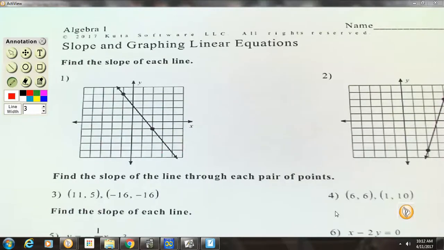Rise over run. I mean, that's it. M equals rise over run. That's the best choice if you're given a graph and they want you to find the slope.